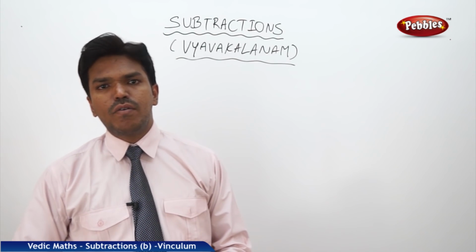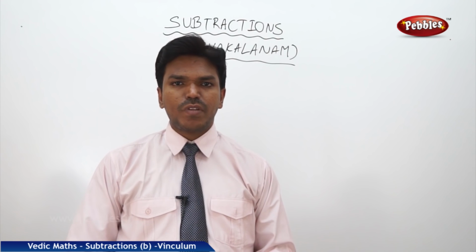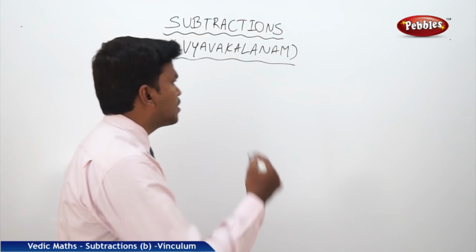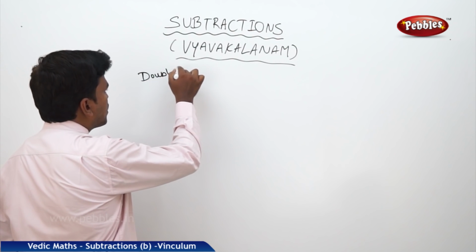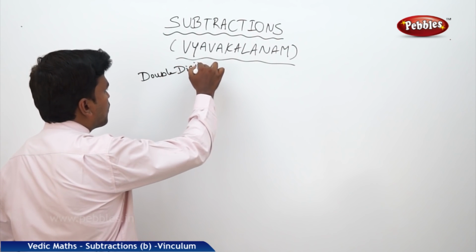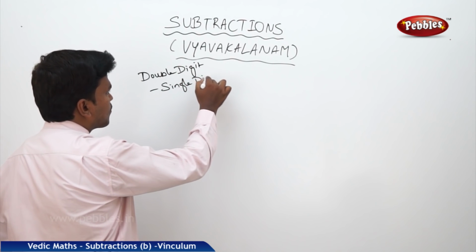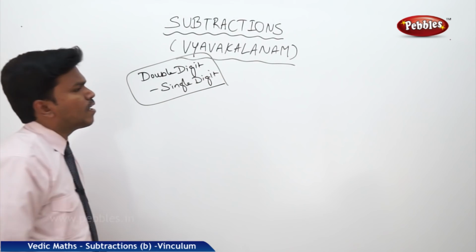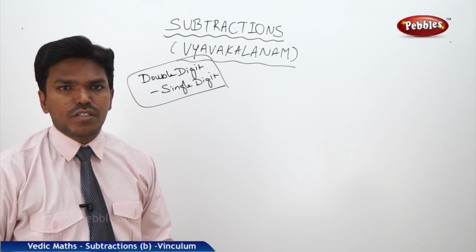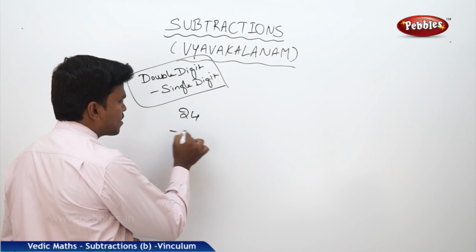So we are done with the basics. Now we will start the actual subtractions in an easier way. First, we will start with double digit minus single digit, by applying the Vinculum Sutra. So we will take one example, 24 minus 7.